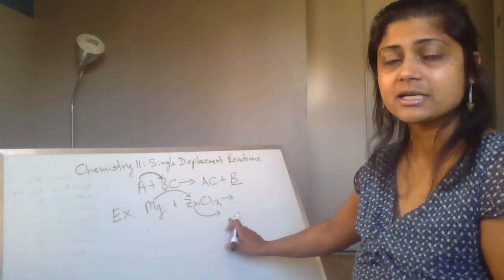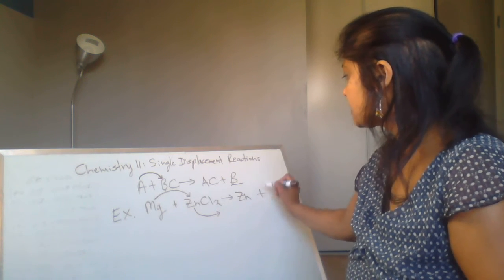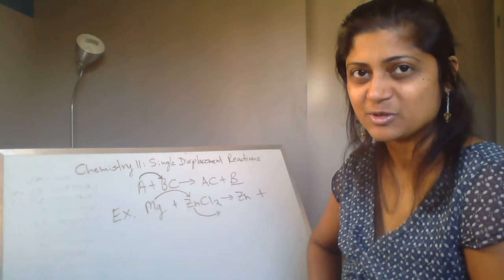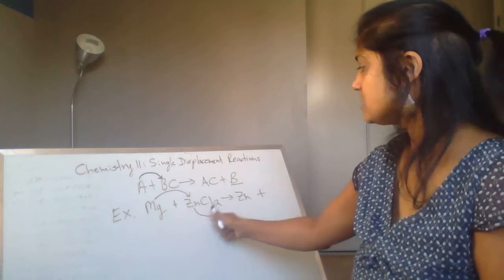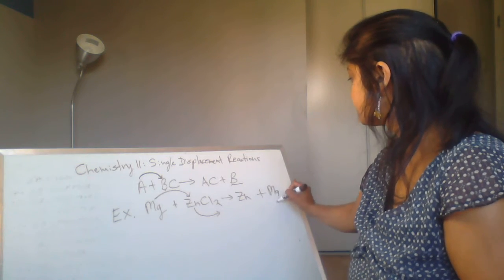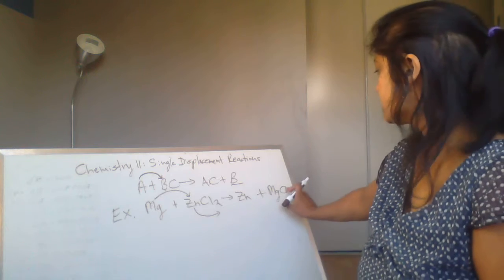The zinc is getting kicked out of the reaction in this compound, so the zinc is going to be by itself, okay? The new compound that is formed is going to be between magnesium and chlorine. So I'm going to put magnesium and then put Cl, okay, at the end there.